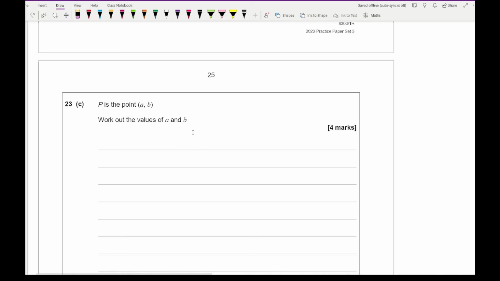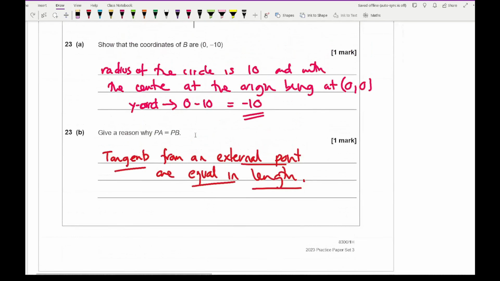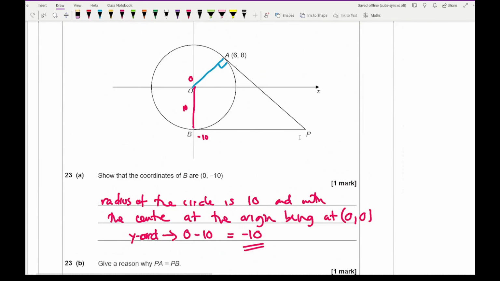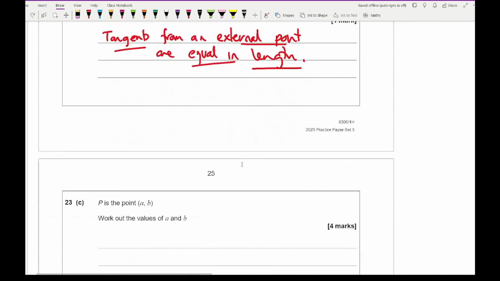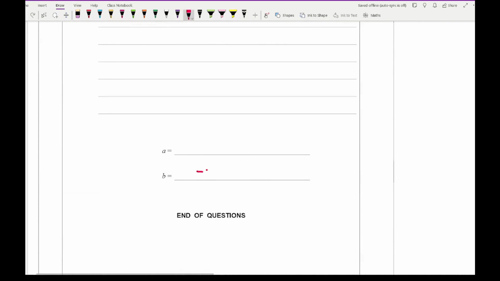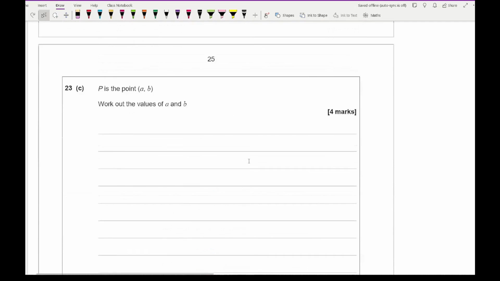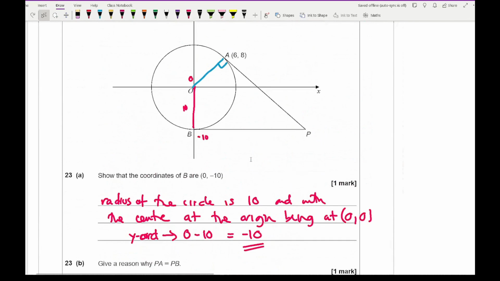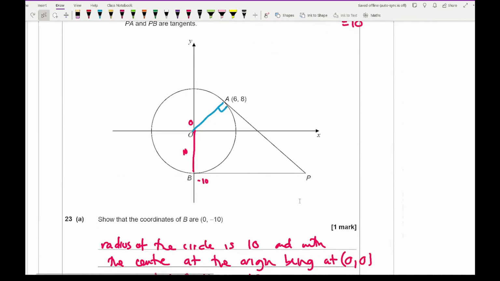So then moving on to our last question, it says P is at the point of AB. Work out the values of A rather. Now we know straight away that P is on the line y equals minus 10, so we know straight away that B is going to be minus 10. So what we need to do is work out the equation of a few lines, and then we can work out what that is.